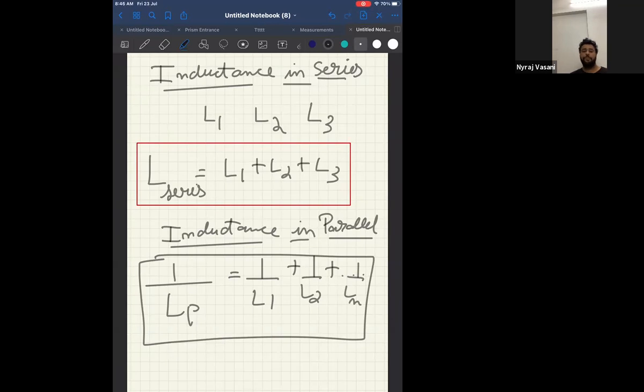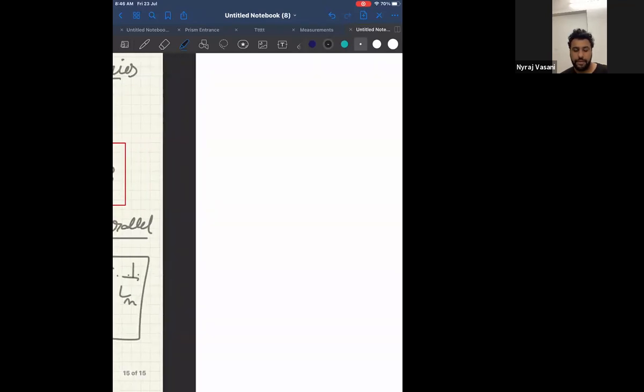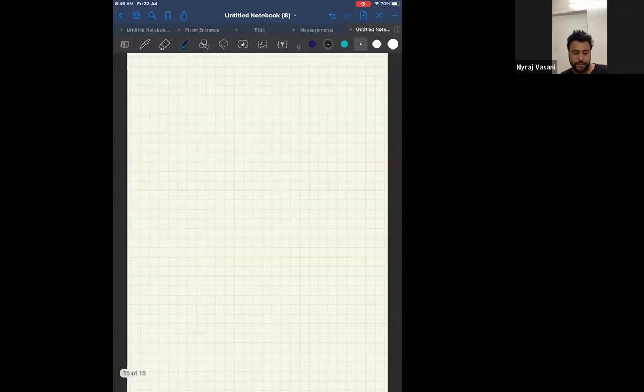Now, if you notice the formula, you will see that it is the same as resistance. Like resistance in series, what formula you had, and resistance in parallel, what formula you had. It is similar to that. Is it fine? It is similar to resistance in series and resistance in parallel. Okay. Now, next topic is relation between flux and inductance.